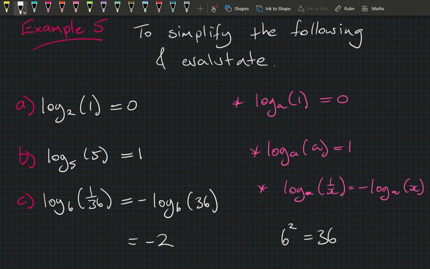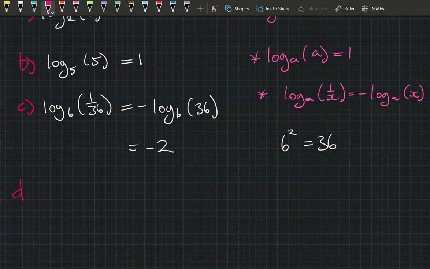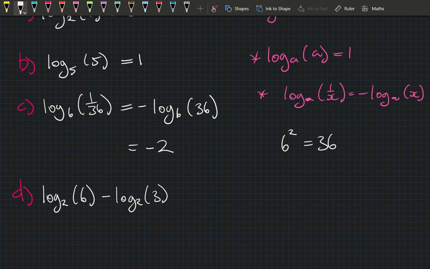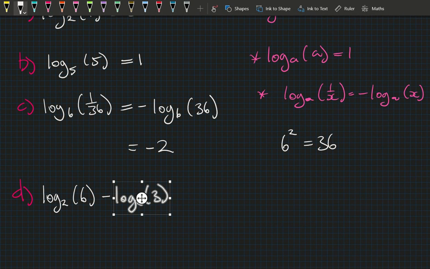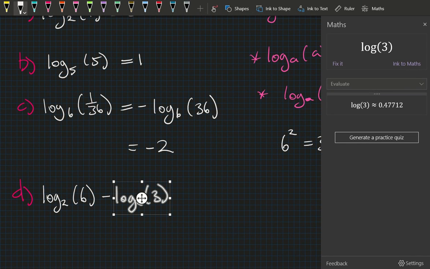All right, let's go on to part D, where we've got log base 2 of 6 minus log base 2 of 3. Now, if I was to look at these in the calculator, we can see that log base 2 of 6 is some 2.5, quite a few decimal places there. And log base 2 of 3 is, oh, well, there's a lot of numbers there too. So that's no good, is it? So let's think about how we might simplify this.